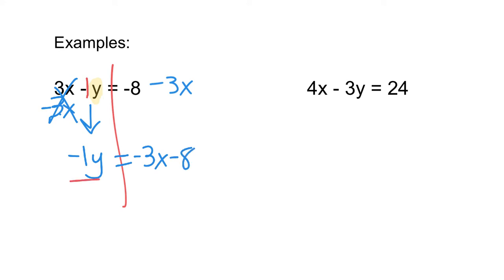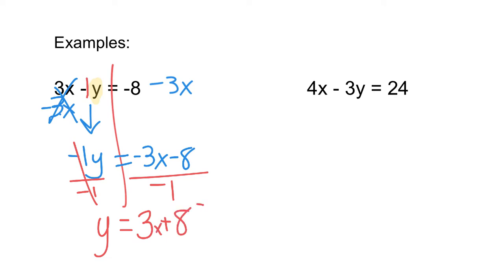And then I divide everything by negative 1. Now, remember, dividing by negative changes all your signs. So negative 3 divided by negative 1 turns it into positive 3. Negative 8 divided by negative 1 turns it into positive 8. So I end up with 3x plus 8.